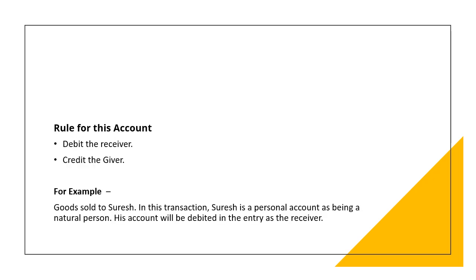What is the rule that applies? The rule says debit the receiver, credit the giver. Means the one who is receiving should be debited and the one who is giving should be credited. For example, goods sold to Suresh. Here you can identify that Suresh is a personal account. He is a natural person and his account will be debited when you are making an entry into the books of account or into the journal.